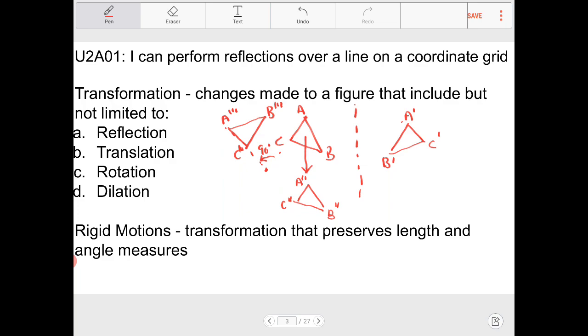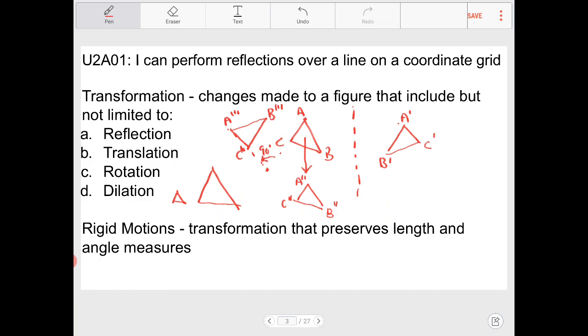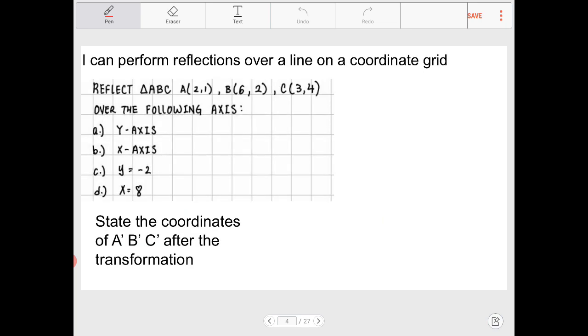So the only one that is not considered a rigid motion is a dilation. If I have a triangle like so and I blow it up, none of the lengths are going to be the same anymore. So a dilation is not considered to be a rigid motion. And a way to remember this: when you hear the word rigid, it means non-changing. So the size and shape of the original object does not change. That's a rigid motion.